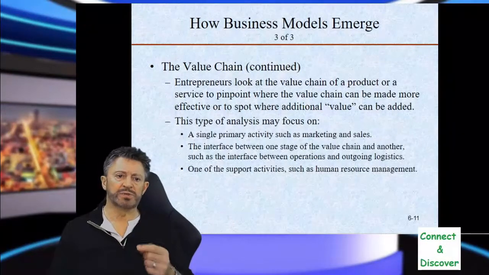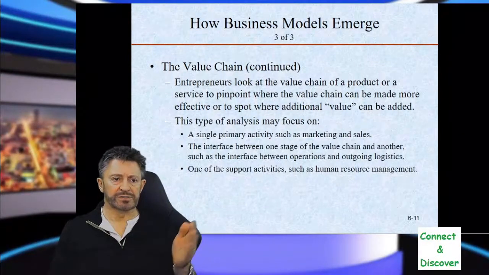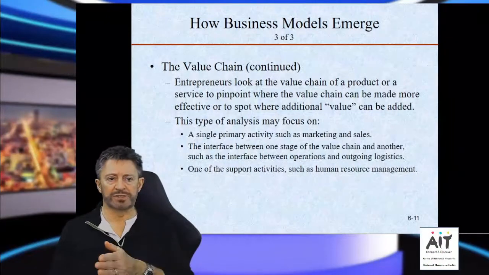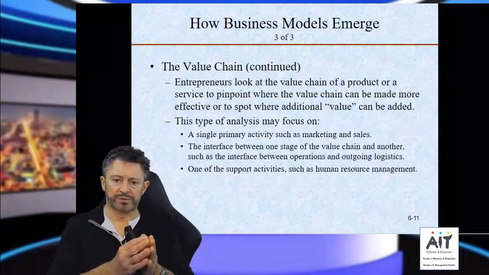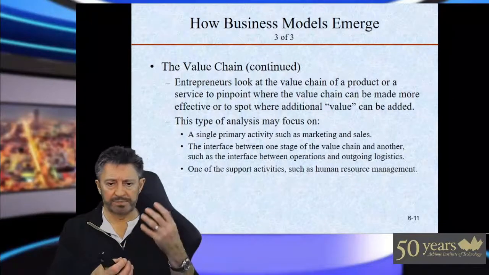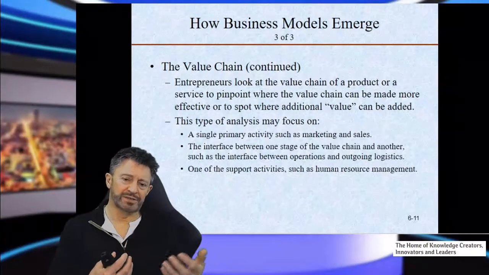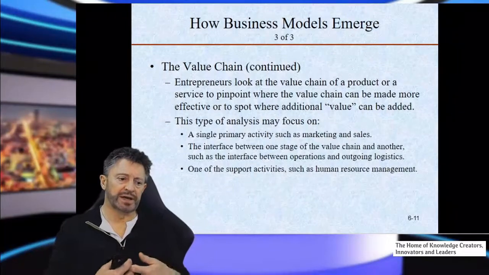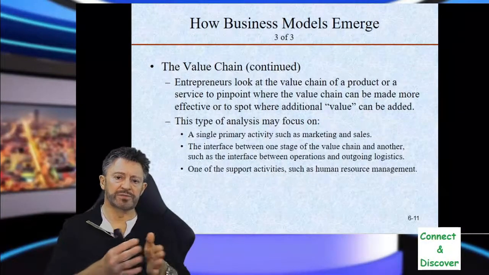So the interface between one stage of the value chain and another, so the interface between operations and outgoing logistics. So in other words, the deal that you might do with your distribution network, it might be FedEx, UPS, or any of these transportation type companies, how they can improve their efficiencies.